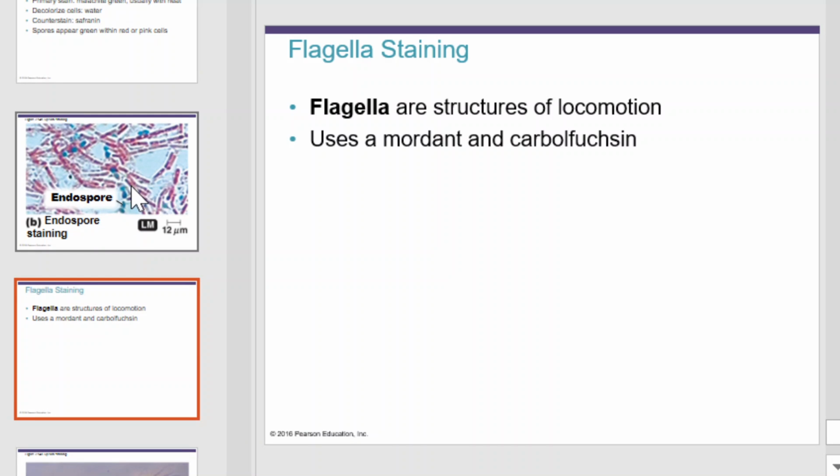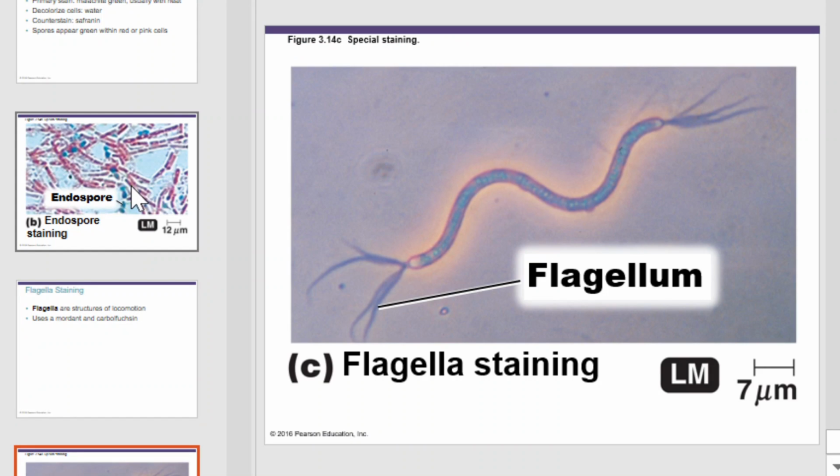Finally is the flagellar stain. The flagellar stain is utilized in organisms that possess flagella for locomotion. It requires the use of a mordant and the primary stain, carbolfuchsin, in order to visualize these structures. This is a flagellar stain. And this concludes our coverage of viewing organisms with a microscope.